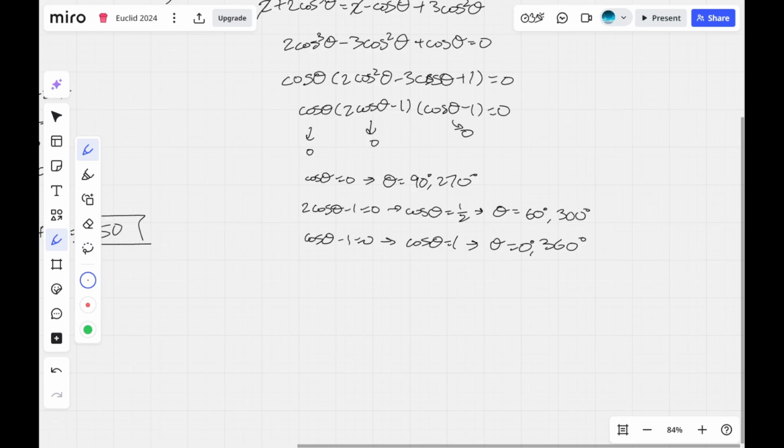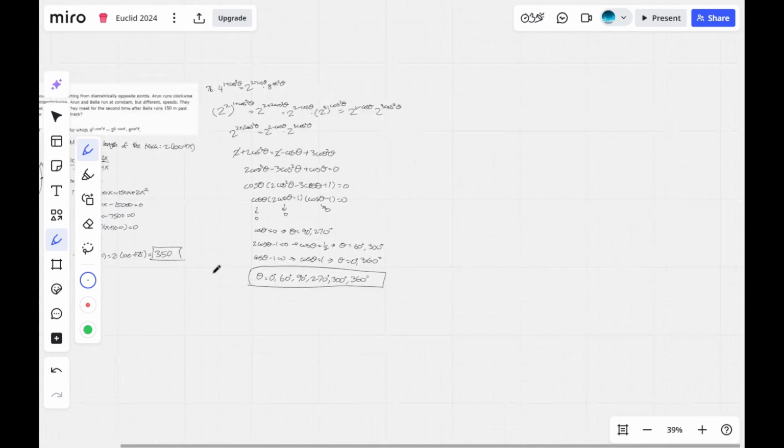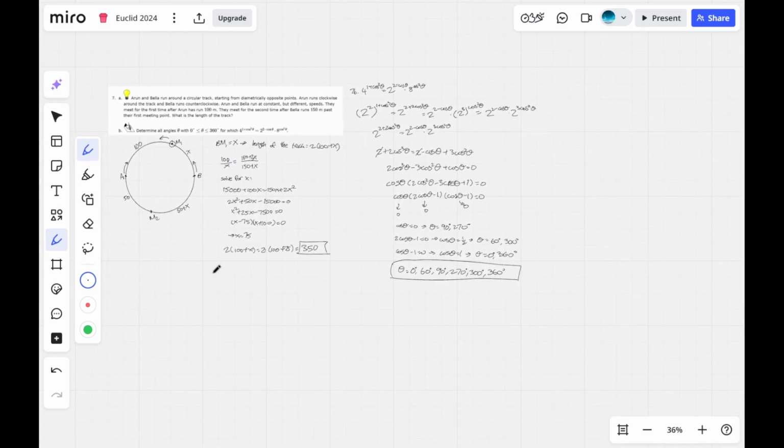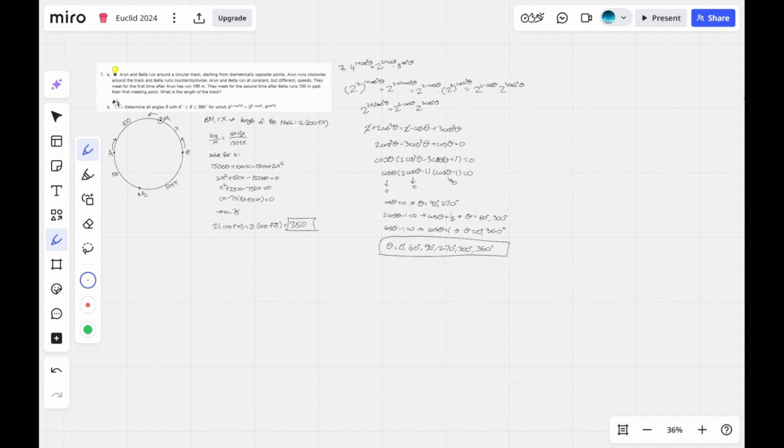So we have 6 possible values for theta, and these are 0, 60, 90, 270, 300, and 360 degrees. So these 6 are our final answer. And this is question 7a and b. So now I'm gonna pass it over to James, who's gonna do question 8.